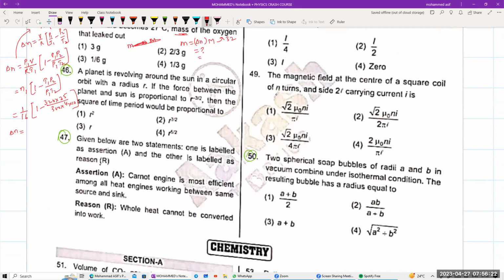46, a planet is revolving around the sun in a circular orbit with radius r. If the force between the planet and sun is proportional to r to the power of minus 3/2, then square of the time period would be proportional to your how much work? Can anyone give me the answer for this one?